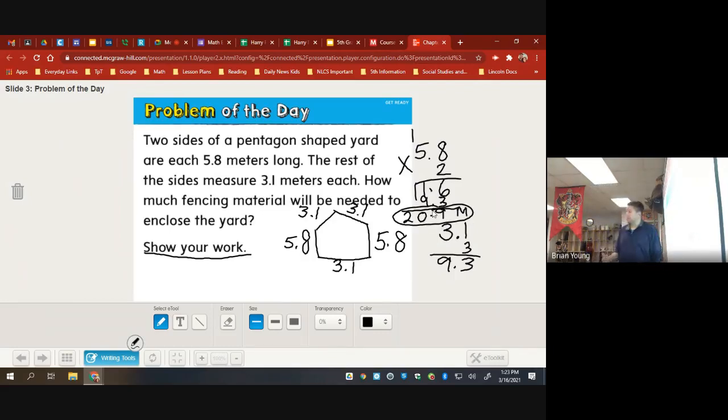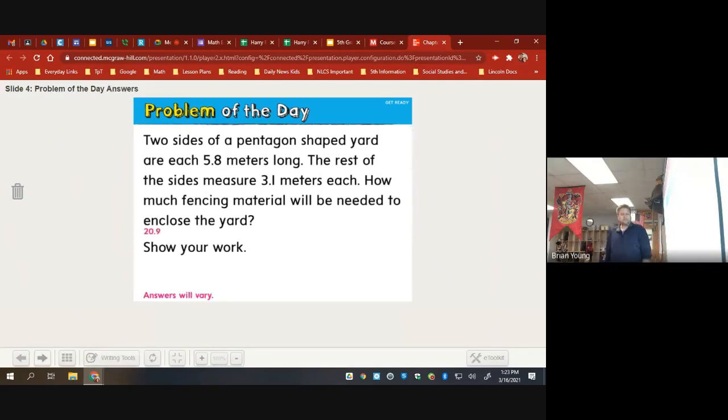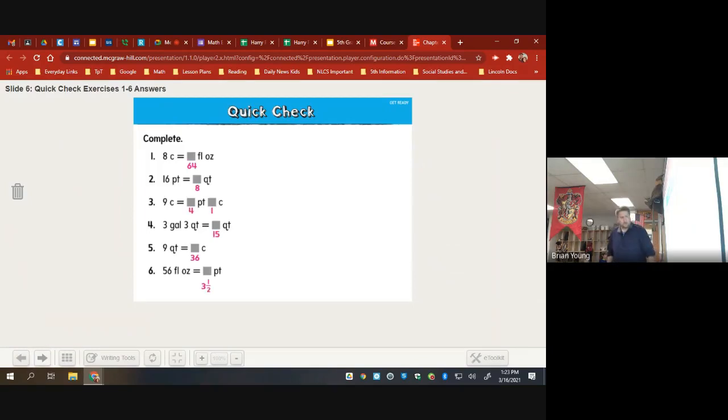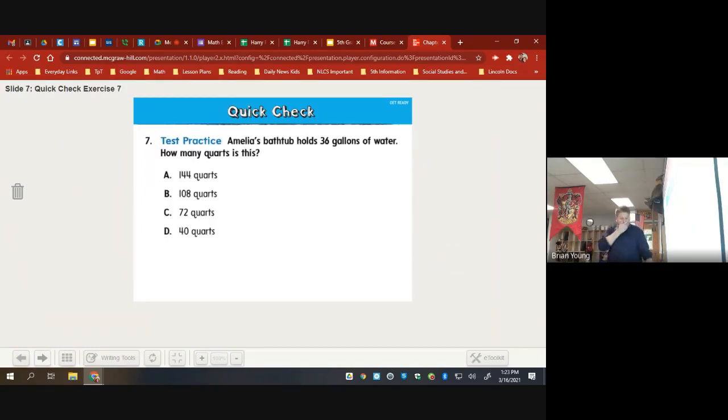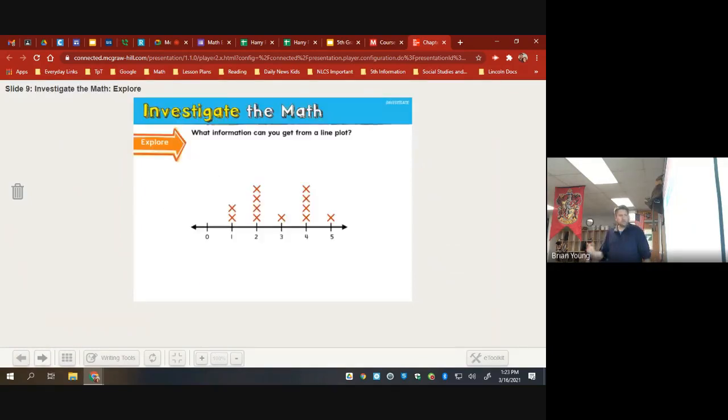Is that answering the question? Let's see if it's answered, because that's what you want to go back and look. Am I answering the question? How much fencing material will be needed to enclose the yard? Yeah, and I showed my work. So he says 20.9. Well, let's go to the next page here. 20.9. They didn't put meters, though, did they? Shame on them. Always mark your things, too. Some of you have a hard time labeling what you are measuring. So we did that for our practice, so we're not going to do that part because we went over it. Okay, so let's look at this right here.